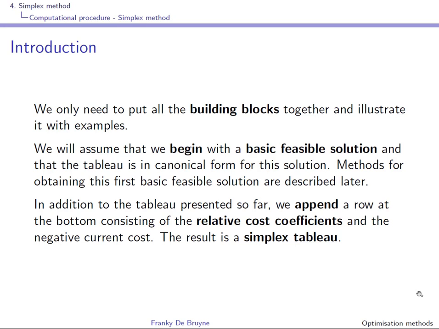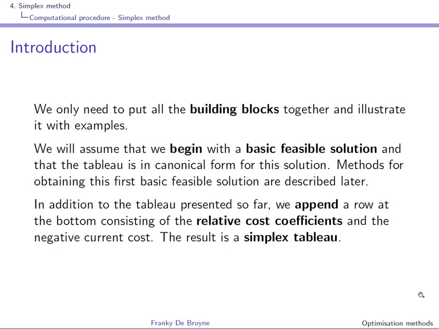In the preceding 3 subsections, we have prepared all the building blocks that we need to construct the simplex method, and we'll join them together now and illustrate this with examples. We will assume that we begin with a basic feasible solution, so that we start with this tableau that is in canonical form. In some cases, it is easy to obtain such a basic feasible solution, but for some other problems this might prove to be more difficult.